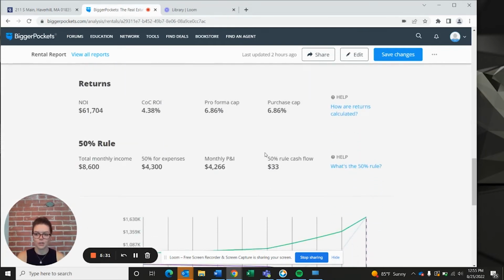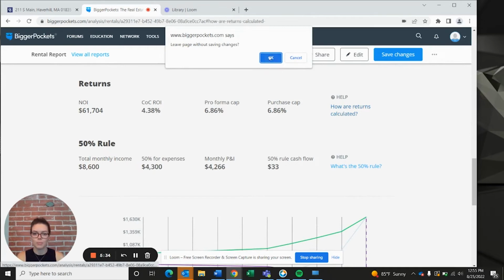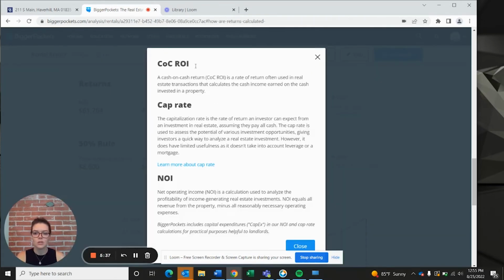Now, our returns. What do these numbers mean? Okay, so let's pop this out. Our cash on cash return is the cash income earned on the cash invested in the property. So this is a good number to pay attention to. Our cap rate focuses on people who pay all cash for a property. It's a good number to use when comparing properties. However, it's not overly useful in most cases.